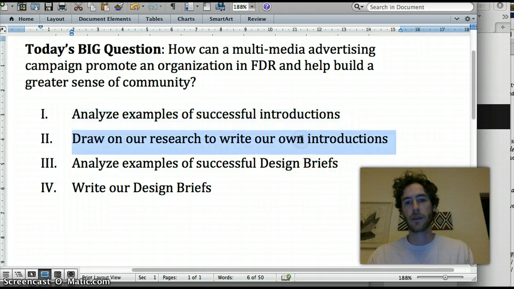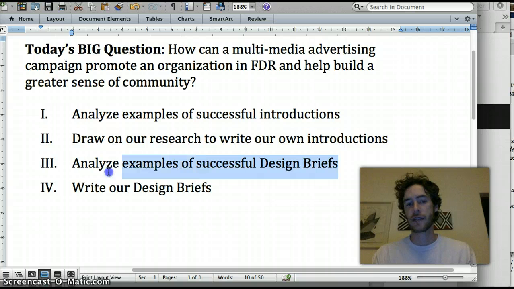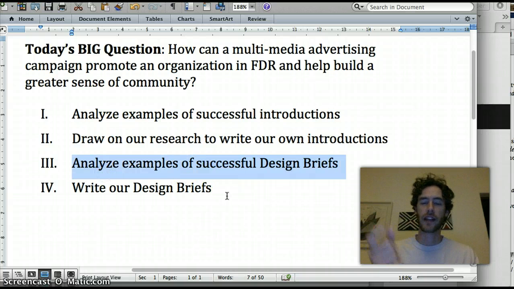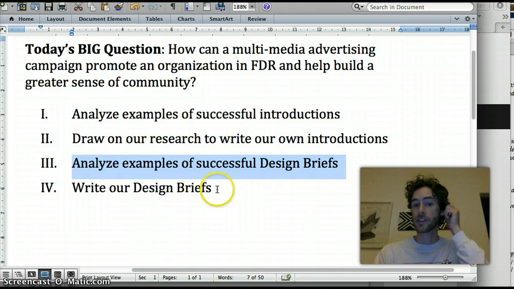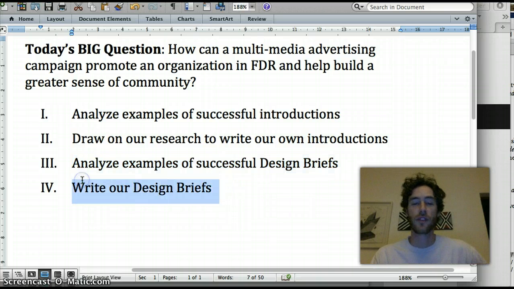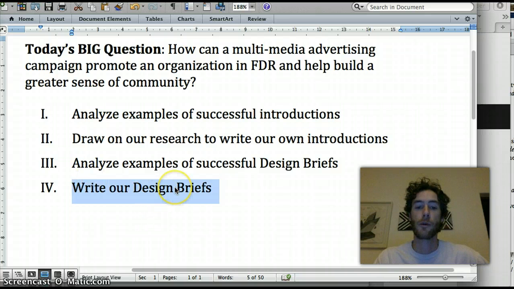Once we've done that, I'm going to let you have probably the next 50 minutes or so to go ahead and actually write those introductions. About 15 minutes towards the end of the class, we're then going to do another analysis, this time of design briefs, and we'll use the same format, discussions in our groups and then sharing out to the rest of the class. And once you've done that, I'll get you started writing your own design briefs, and you will probably have to do that for homework.